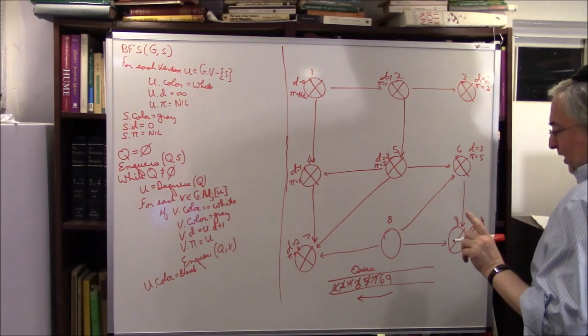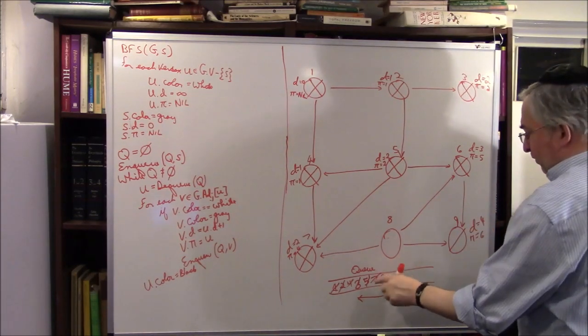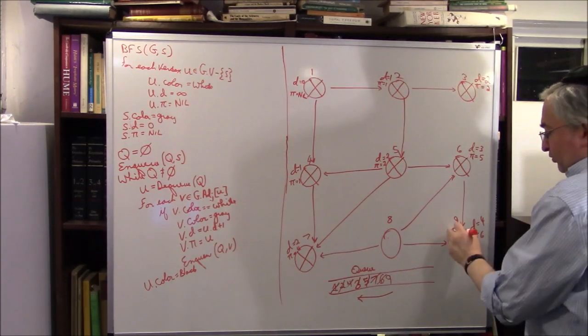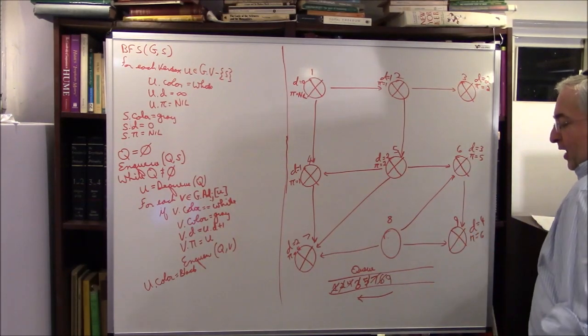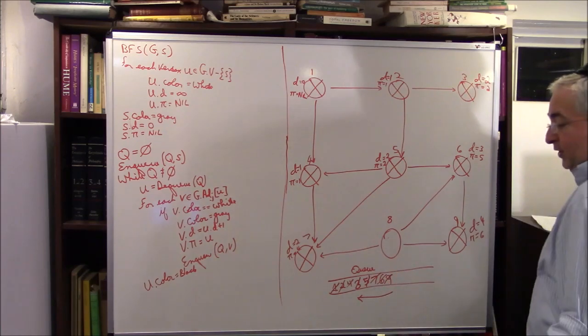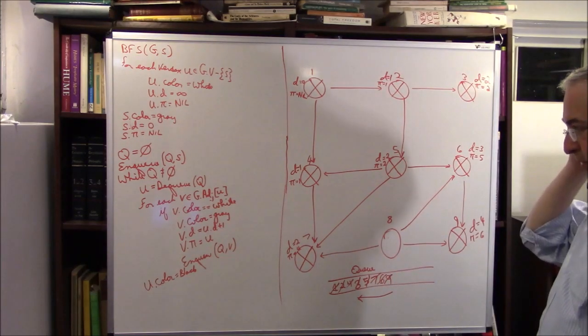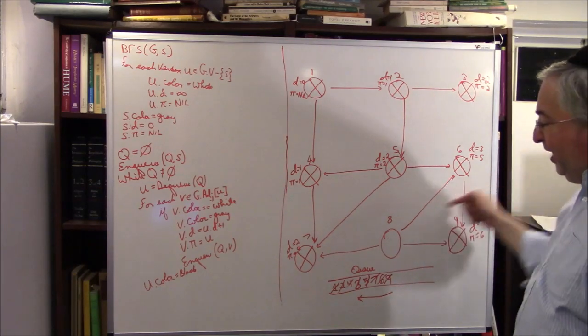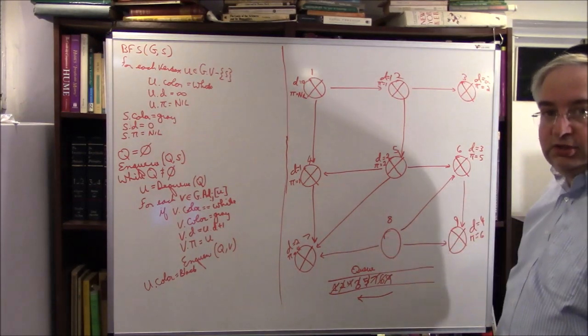We're finished with that. Next, we pulled off 6 already. Pull off 9. 9 has no children. We color it black, and we dequeue it, and we're finished. Now the queue is empty. Okay. Notice we did not hit 8. Why? Because we have nothing going to 8.